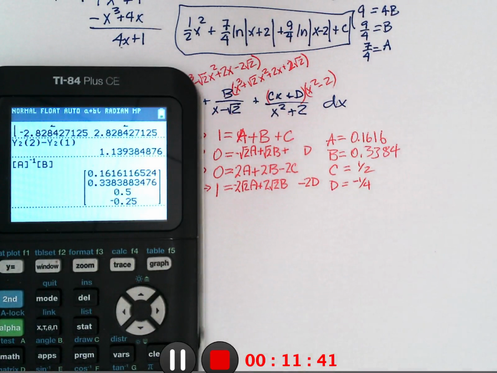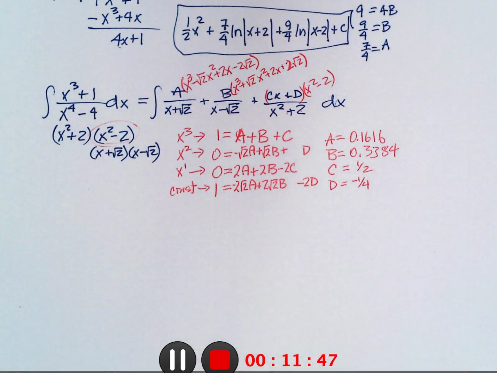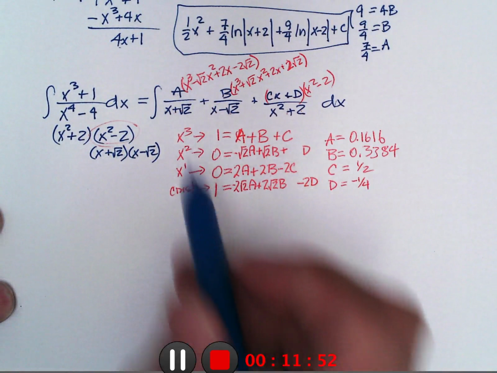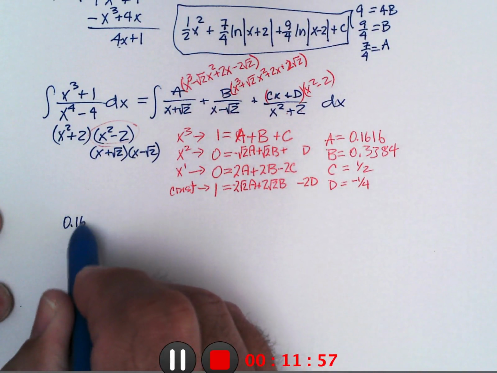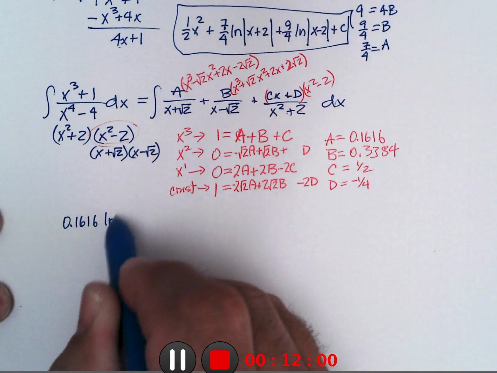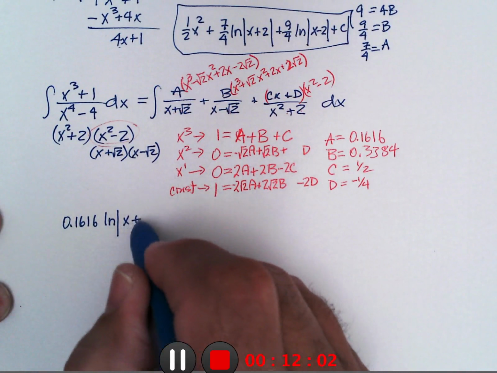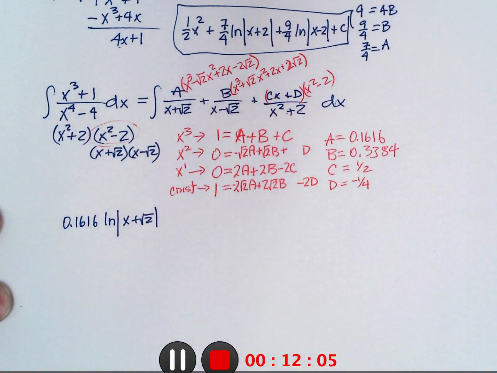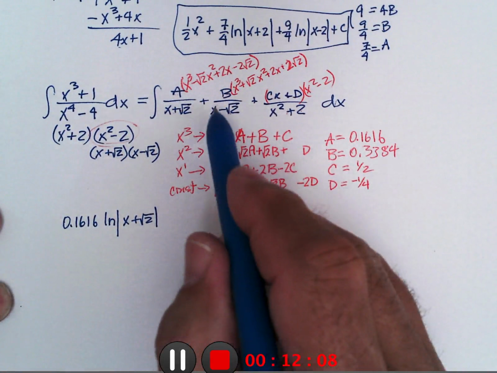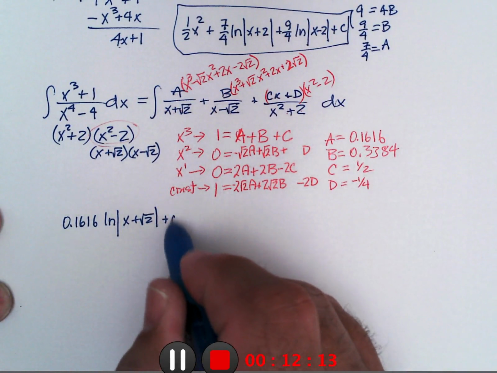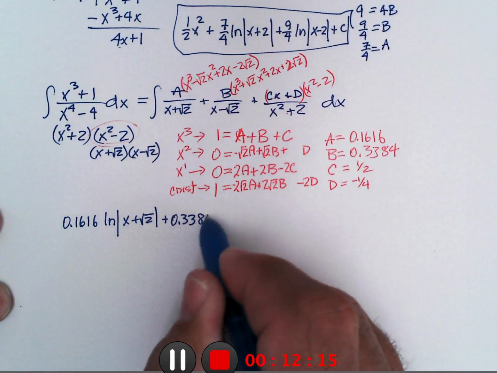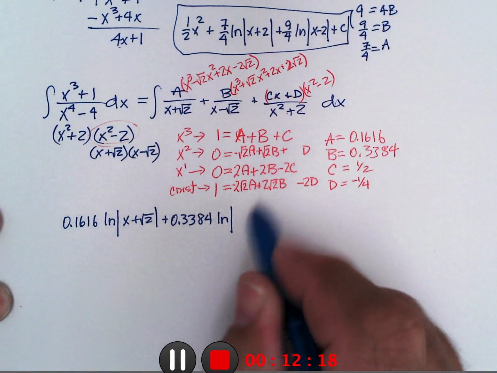And now comes the fun. Okay. That's the linear one. So the antiderivative of that's just going to be ln of that times A. So we're going to get 0.1616 ln absolute value of x plus the square root of 2. B's over a linear, so that's just going to be ln, and it'll be the constant, so it'll be plus 0.3384 ln absolute value of x minus the square root of 2.